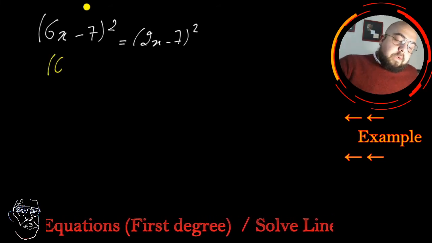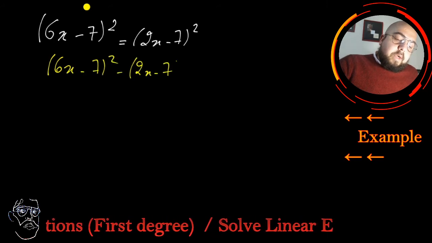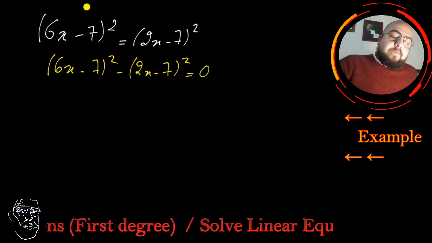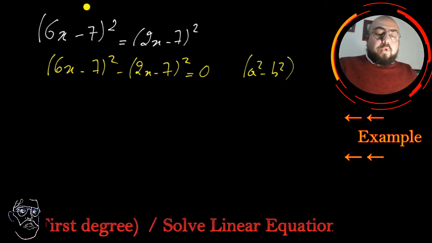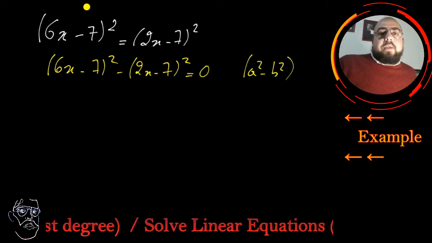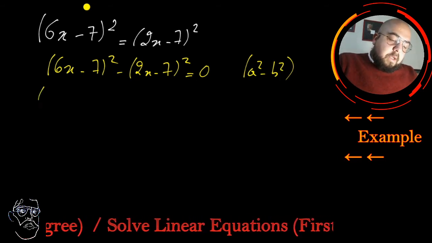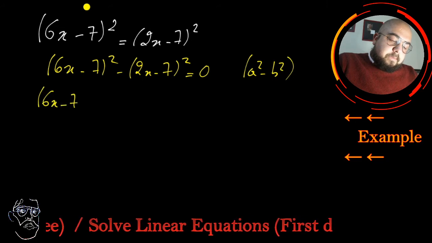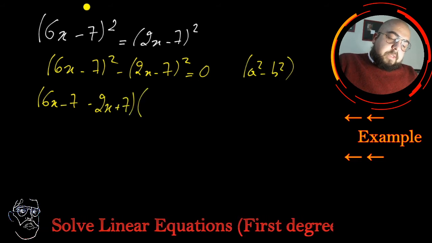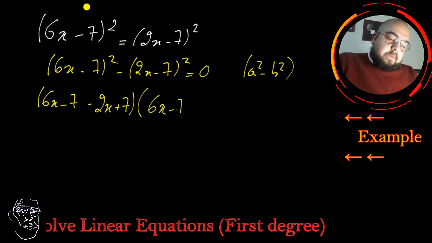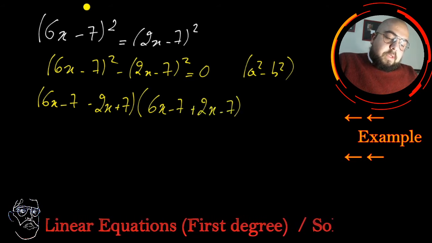So once you write it down as (6x − 7)² − (2x − 7)² = 0, you will have the form a² − b². You can easily factorize it as (a − b)(a + b). So I can say it will be (6x − 7) − (2x + 7), times the second factor, (6x − 7) + (2x − 7), equal to 0.